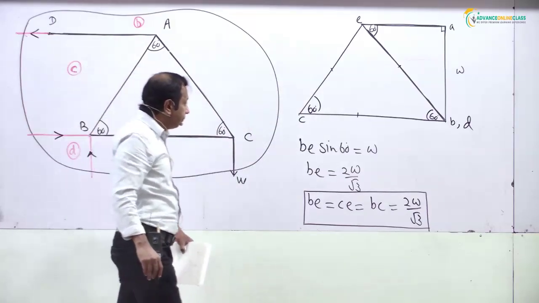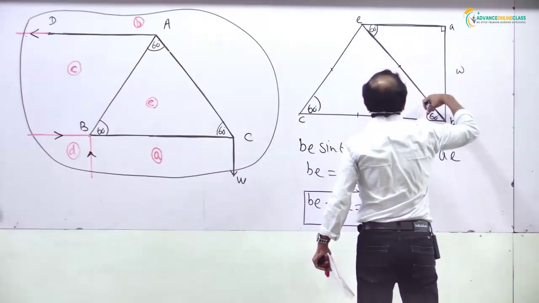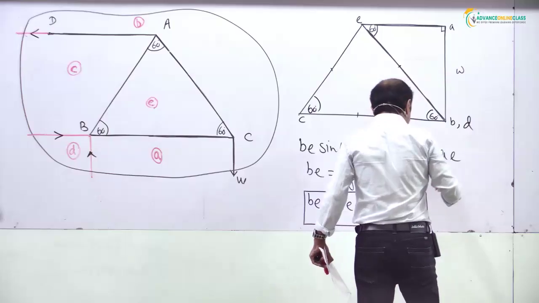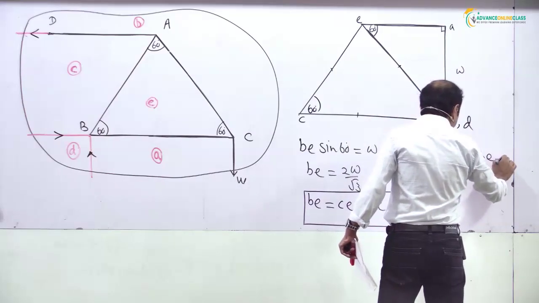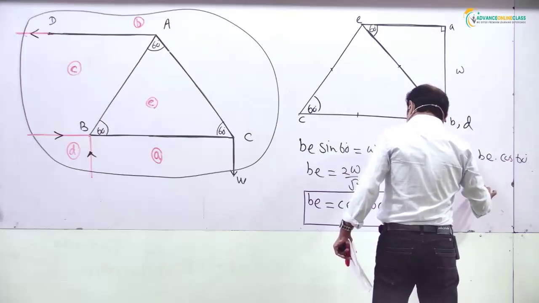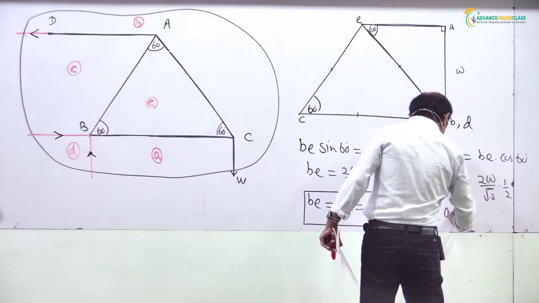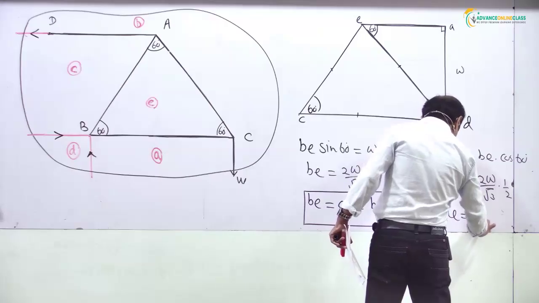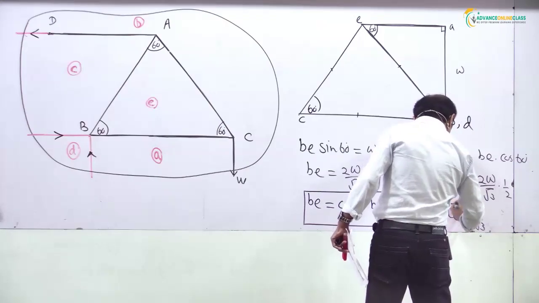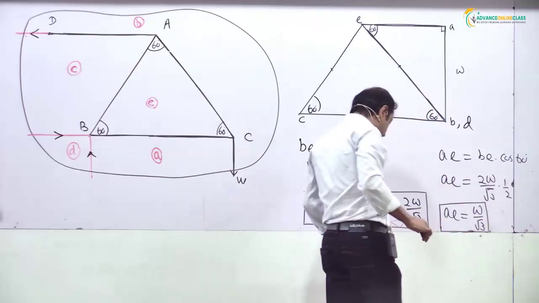AE we need to find. AE means what? BE cos 60. BE cos 60. 2W over root 3 times cos 60, which is half. AE is W over root 3. Right.